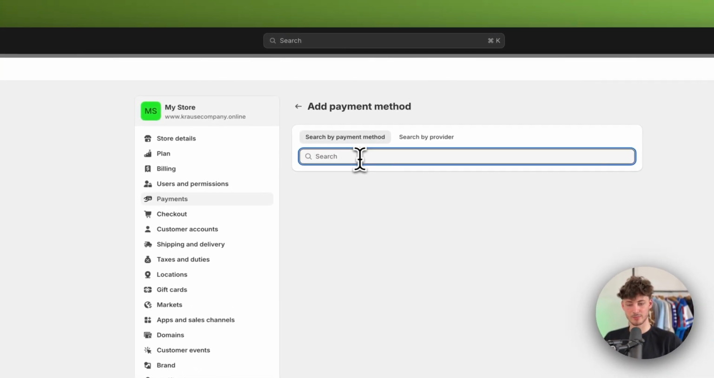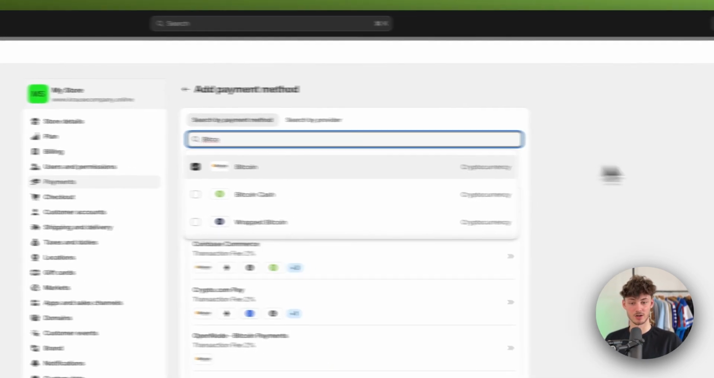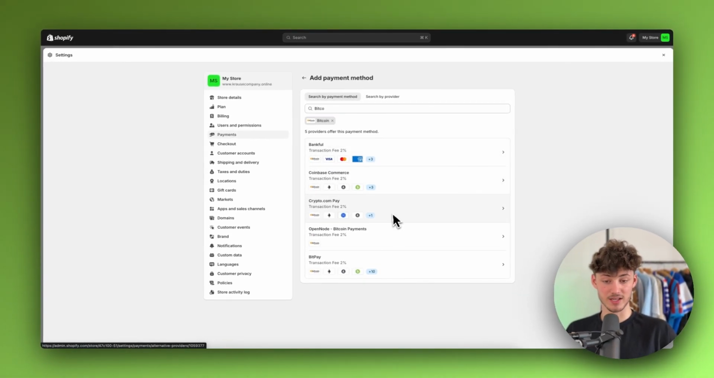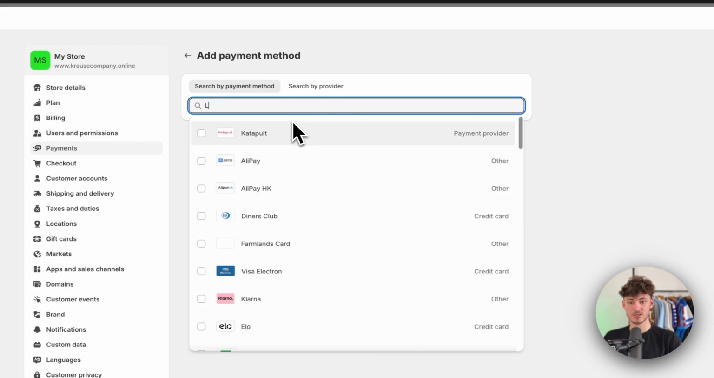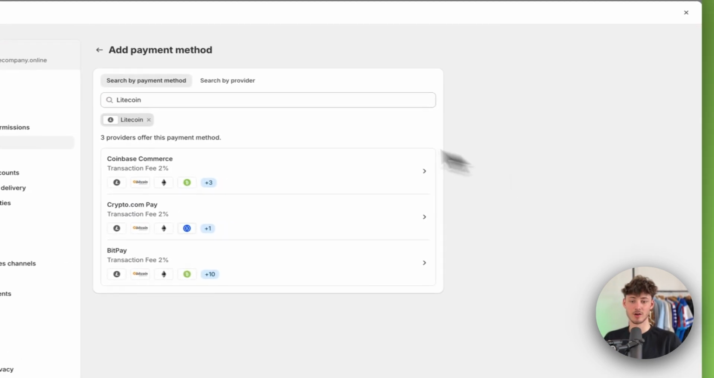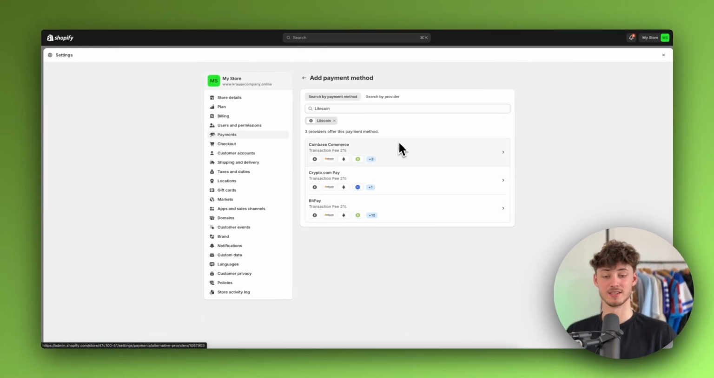So if you, for example, do want to add Bitcoin, you would then just have to look for Bitcoin right here, and then you're going to see all of the different providers that as of right now do accept Bitcoin as a payment method, and you would then have to choose any of these. The same goes with all of the other cryptocurrencies. So if you, for example, do want to accept Litecoin, you can just select it right here, and then once again you are going to have that option to actually add these payment providers.